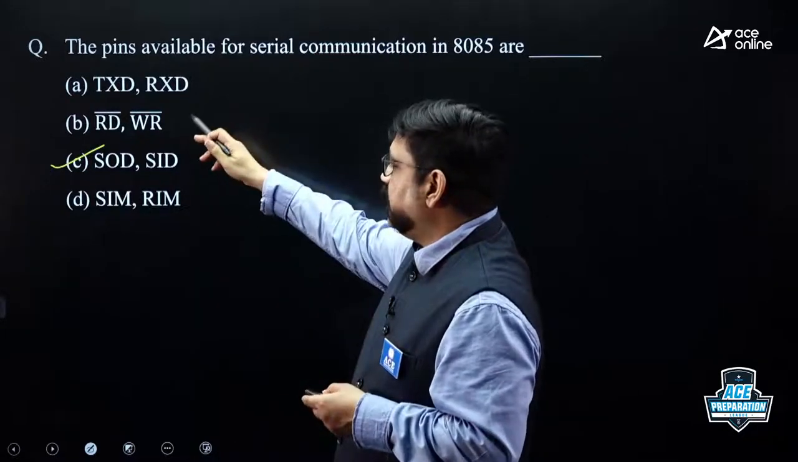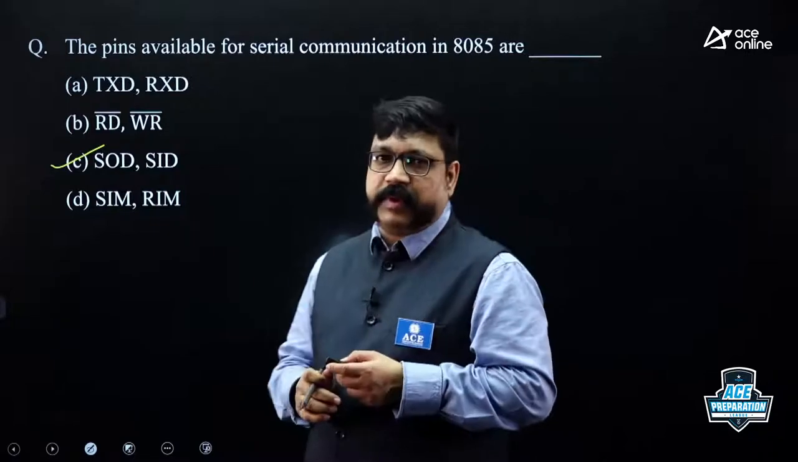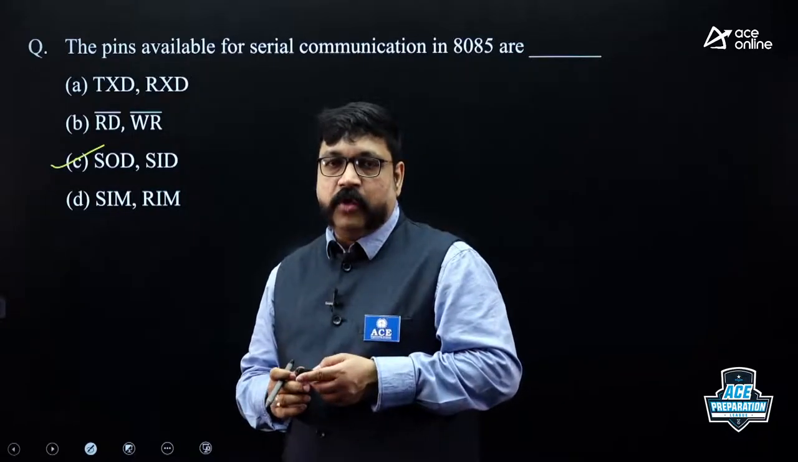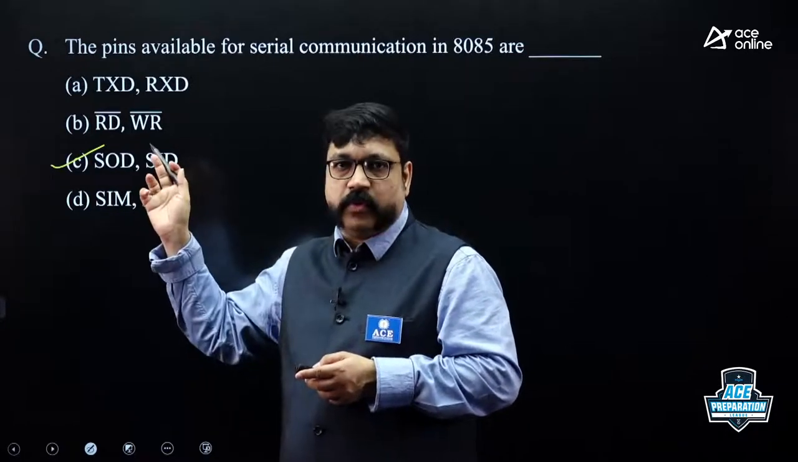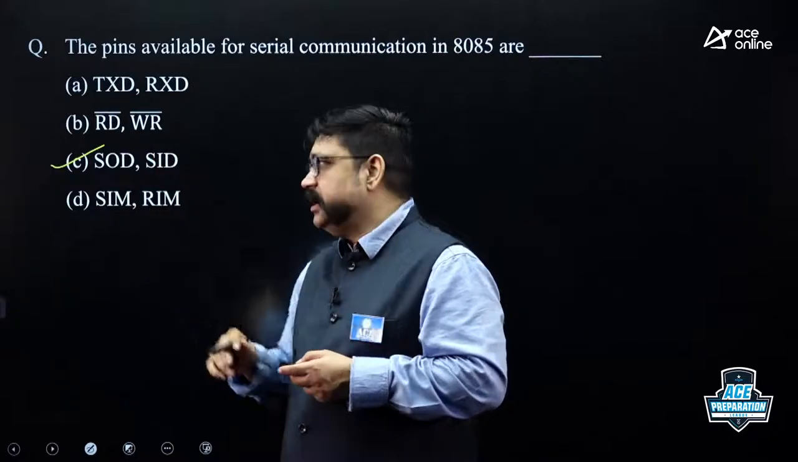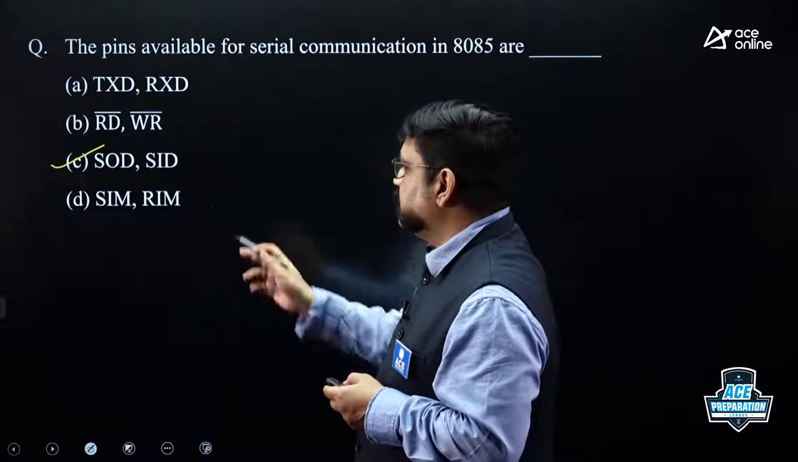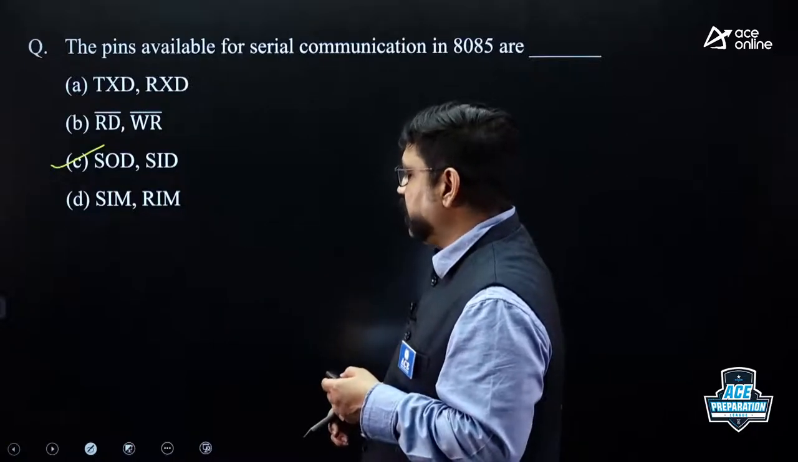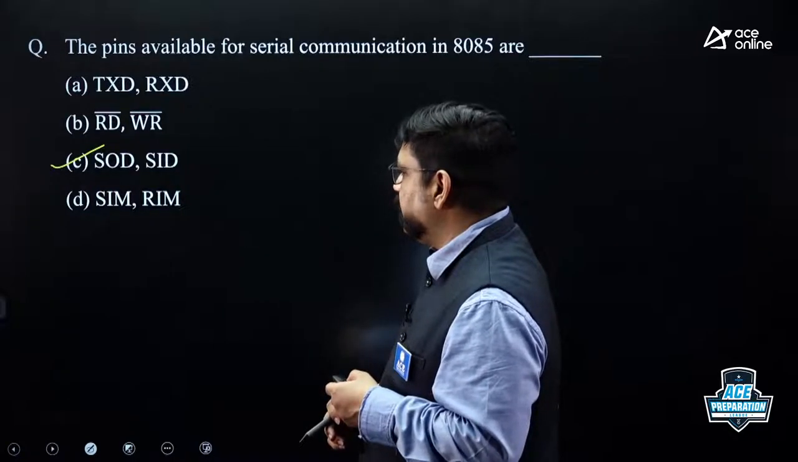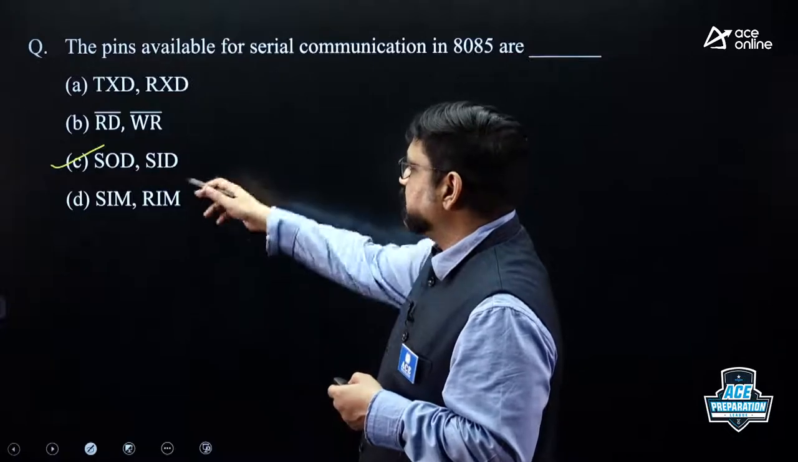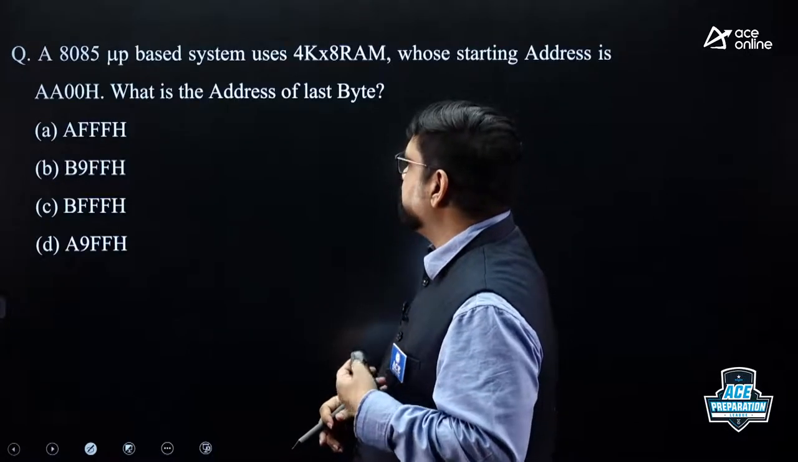RxD and TxD are the pins of the 8051 microcontroller, which has one full duplex serial port in the form of RxD and TxD. Write bar and read bar are the control signals of 8085. SIM and RIM are the instructions of 8085 for interrupt masking. So the pins are SOD and SID.